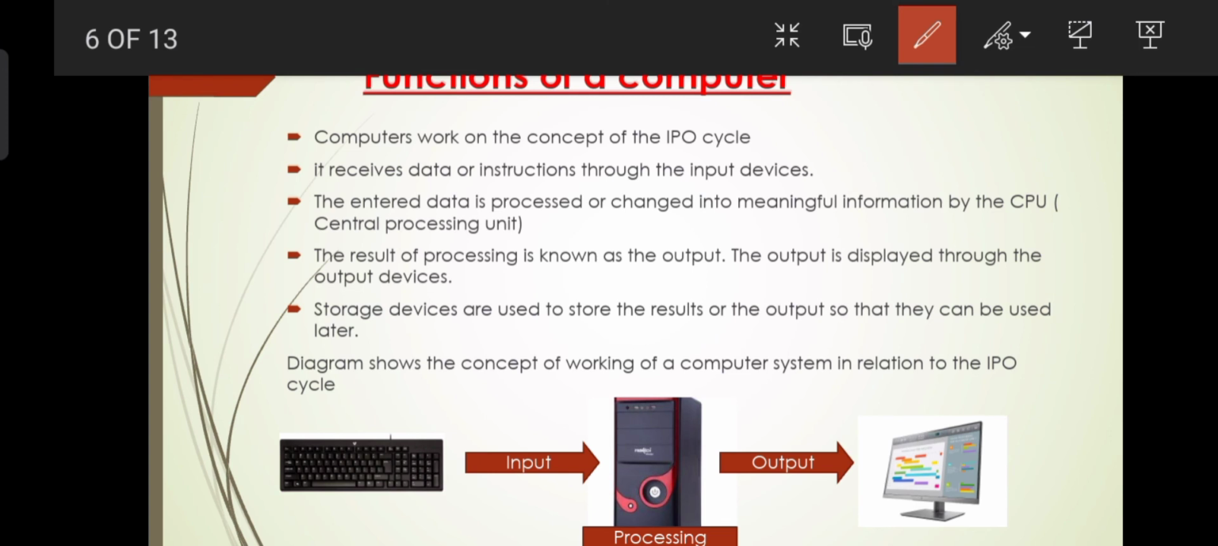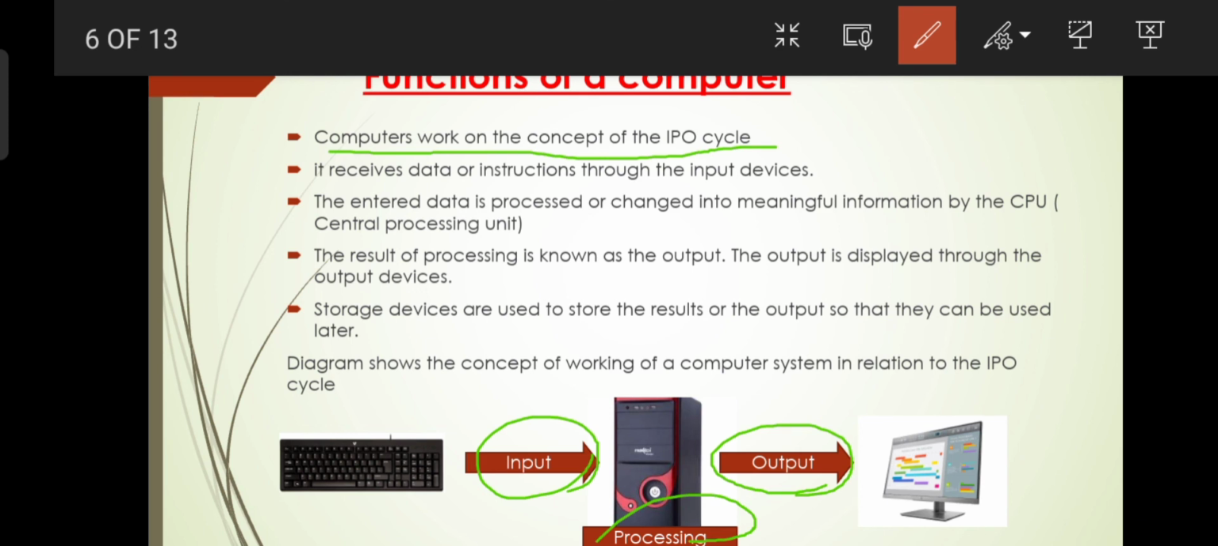So, once again going through the first line, that is, computers work on the concept of the IPO cycle. Once again look at the diagram given below. IPO cycle stands for input, then processing, and then output. I hope it is clear for you.